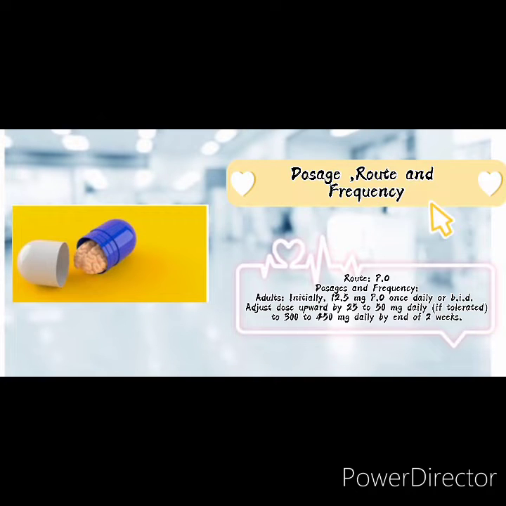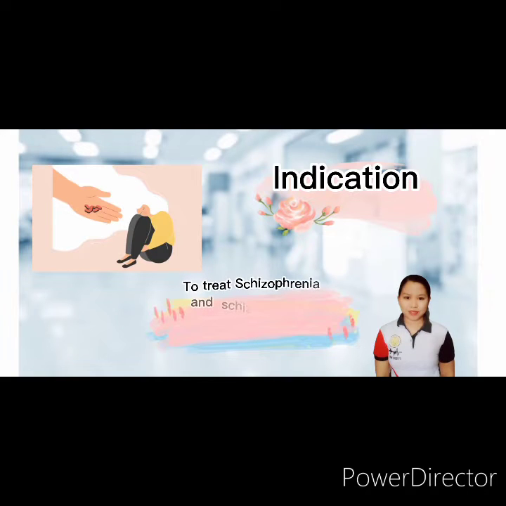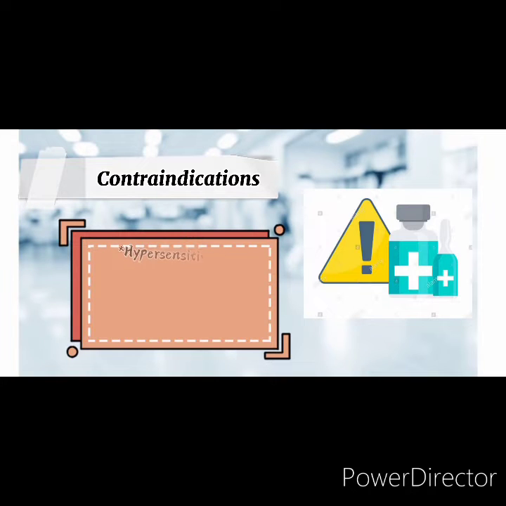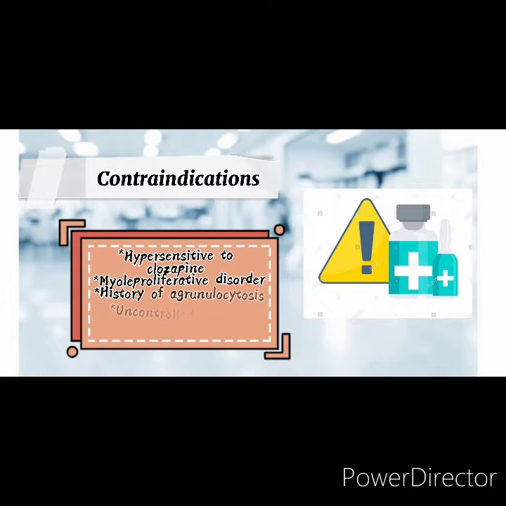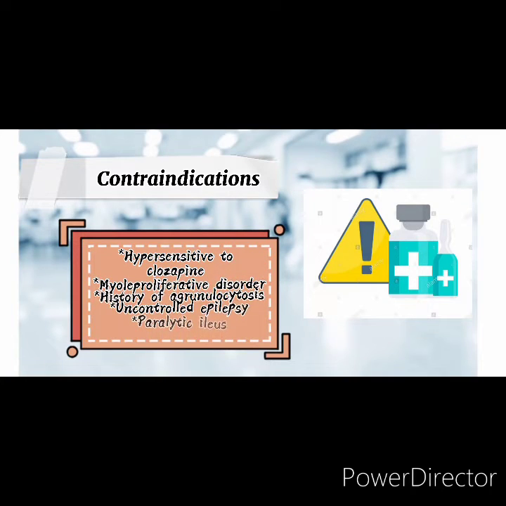Adults: initially 12.5 mg PO once daily or BID, and adjust the dose upward by 25 to 50 milligrams daily if tolerated, reaching 300 to 450 milligrams daily by the end of 2 weeks. The indication is to treat schizophrenia and schizoaffective disorder. Contraindications. The drug is contraindicated in persons with hypersensitivity to clozapine, myeloproliferative disorder, history of granulocytosis, uncontrolled epilepsy, and paralytic ileus.